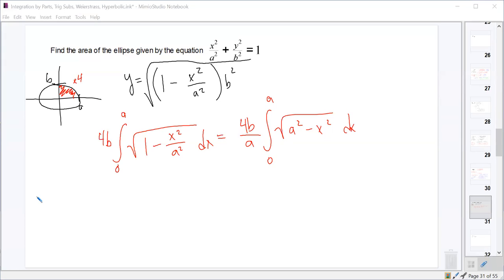And then what should we be able to do with this? Which trig substitution should we use? We'll let x equal what?